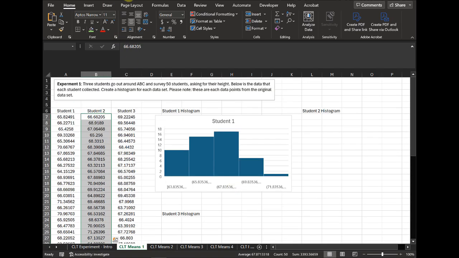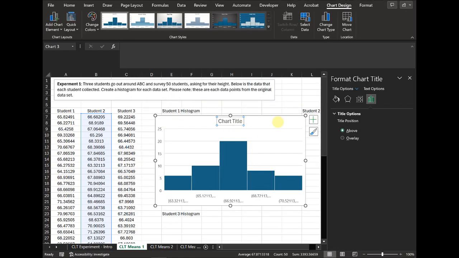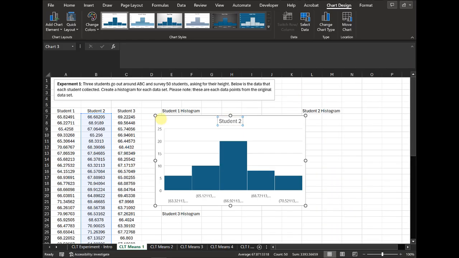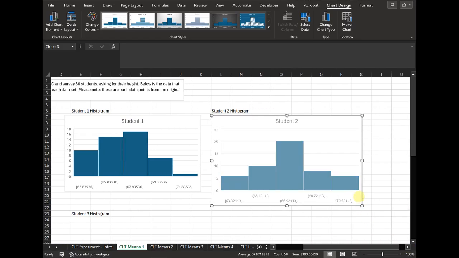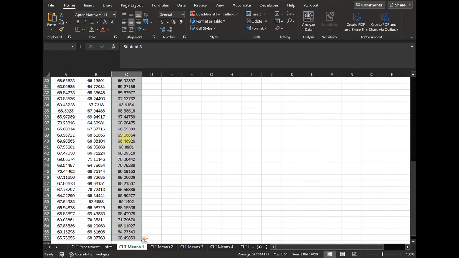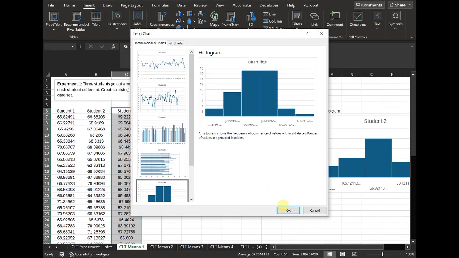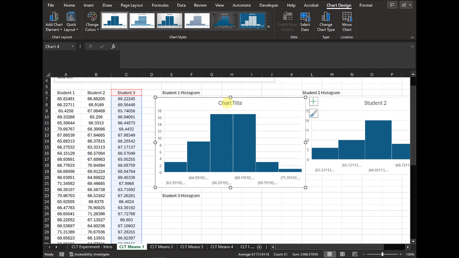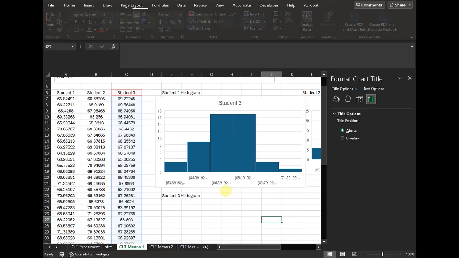Let's make a histogram for student 2. Let me make them all about the same size. Then for student 3, I think I'll get the title if I take student 3 in there. Nope, still didn't get the right chart title. Oh well, we'll just rewrite this as student 3 so that they're all properly labeled.